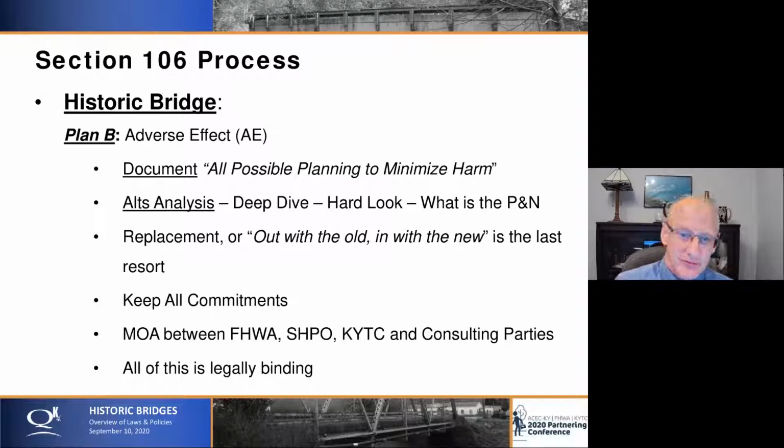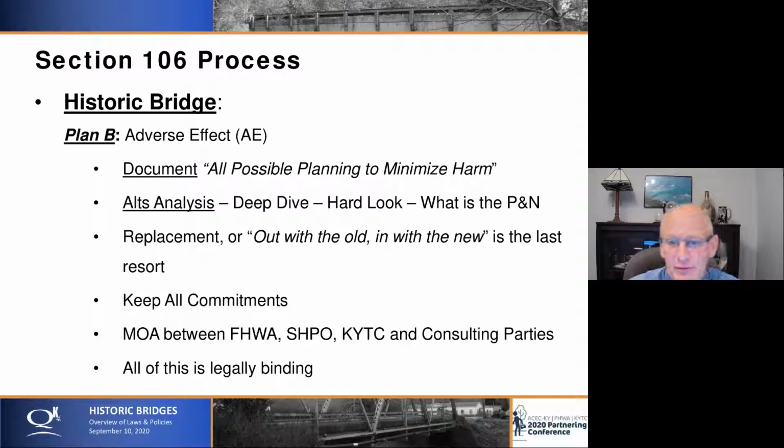When we have an adverse effect, our last resort, we have to have the documentation that we did all of our possible planning to minimize harm. We have to have an alternatives analysis to present to FHWA and for the file and to be legally sufficient, where we really have to look at a new bridge on new alignment, or widening, or go left or right, or no build alternative, or rehabs, or different levels of rehab, and ask ourselves the question, what is the real purpose and need?